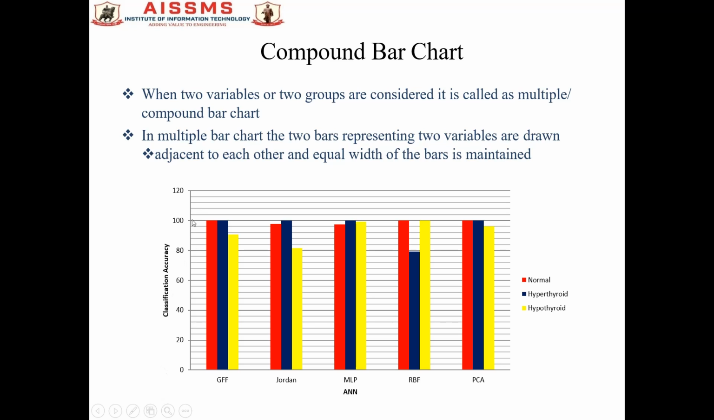In this diagram, we can observe the highest classification accuracy of particular artificial neural network. There are three categories actually: normal thyroid, hyperthyroid and hypothyroid, and we can observe what is the highest classification accuracy which we can get for a particular artificial neural network.